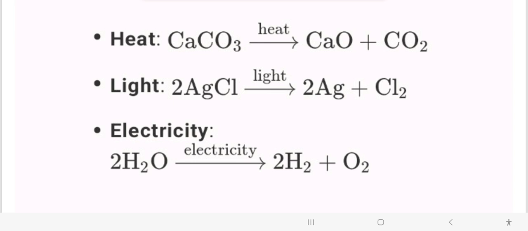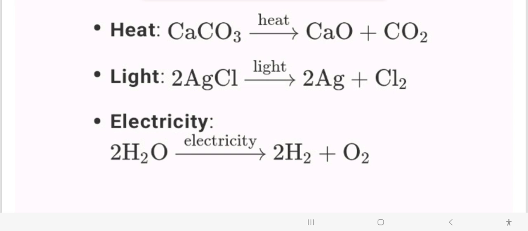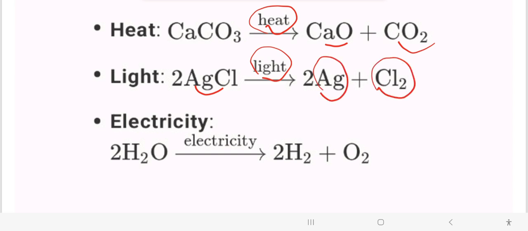So here I gave the three examples. The first one, calcium carbonate: when you supply some heat energy, a chemical reaction takes place to produce CaO and carbon dioxide, right? So here we are giving heat energy. And similarly, when we keep silver chloride in the sunlight, some chemical reaction takes place, right? So silver will be left over in the bowl and chlorine will be released in the form of gas. So in this reaction we are giving light energy.